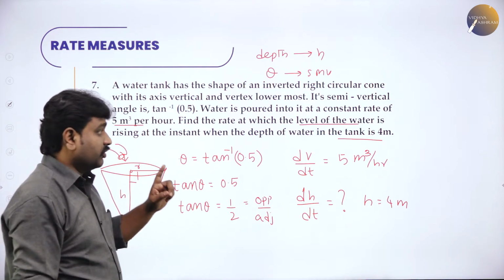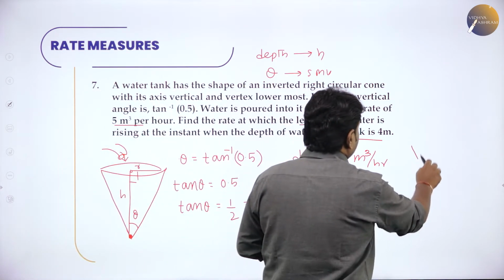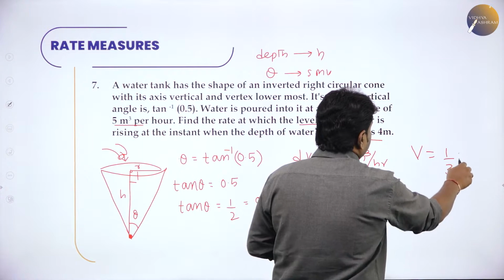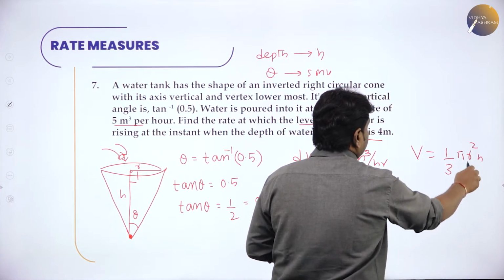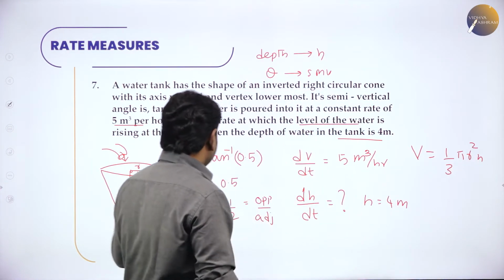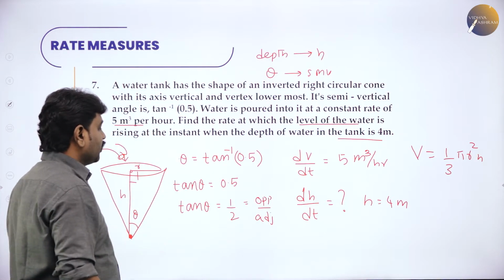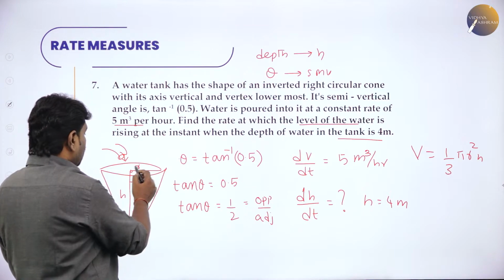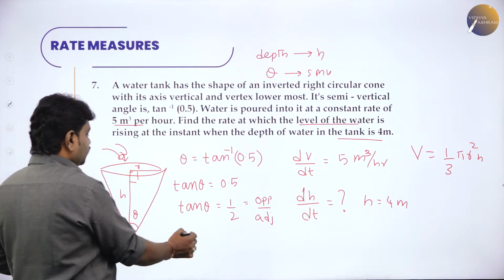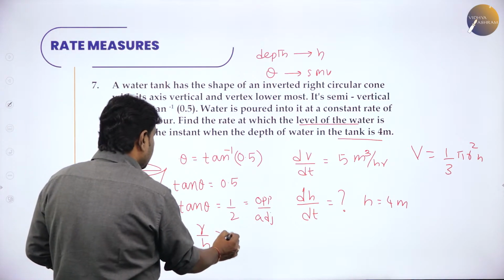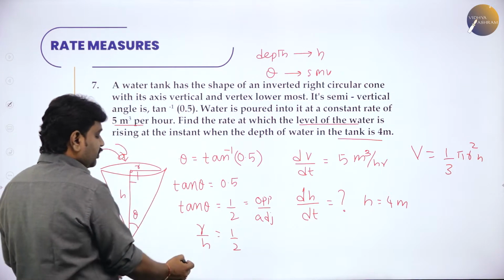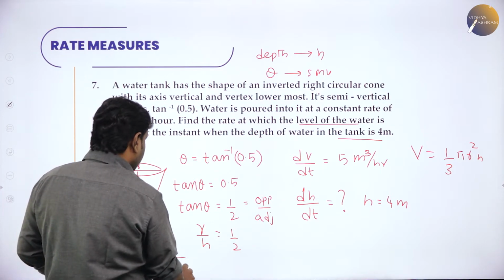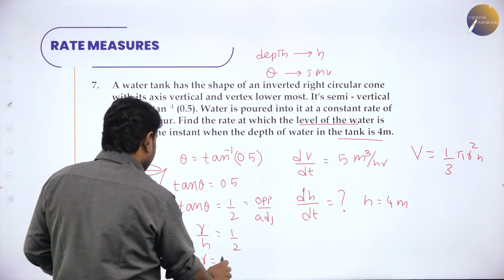And you know volume of cone. In last problem also we have done. Volume of cone is 1 by 3 pi r square h. There are two variables. To convert one variable in terms of the other variable, we have tan theta. What is tan theta? Opposite by adjacent. So what is opposite? R. For theta opposite r, adjacent h. So r by h is 1 by 2. Instead of tan theta, I'll write r by h. It is 1 by 2. That implies r is equal to h by 2.